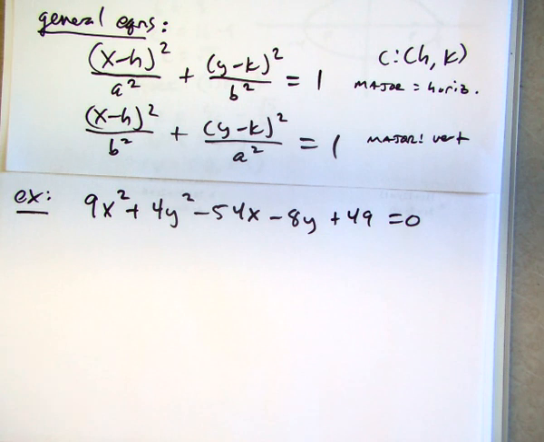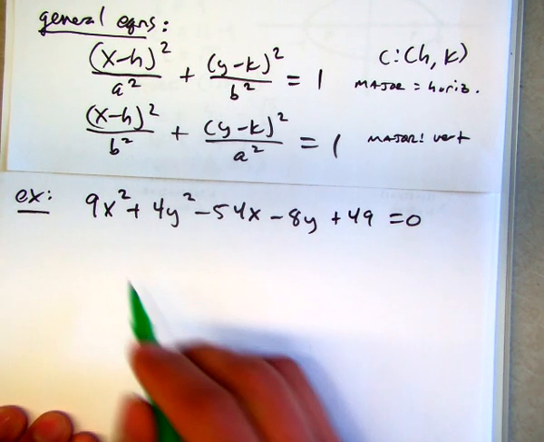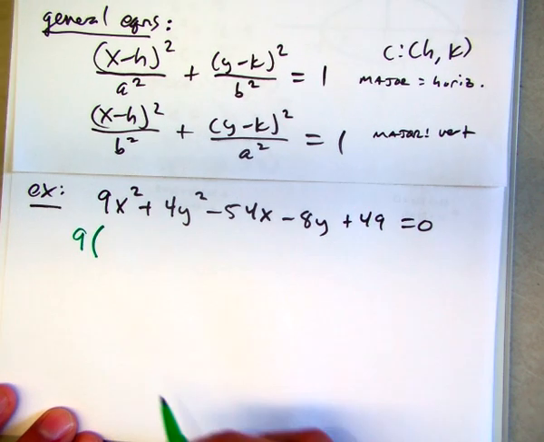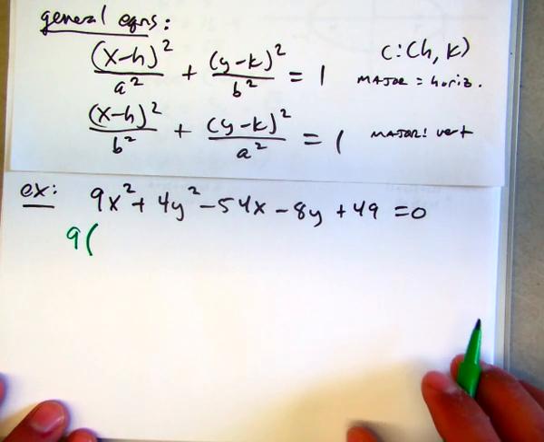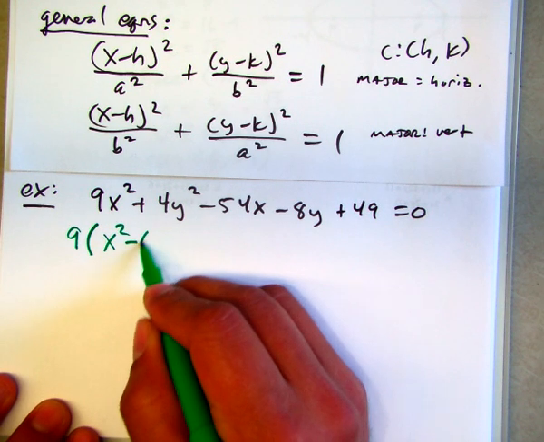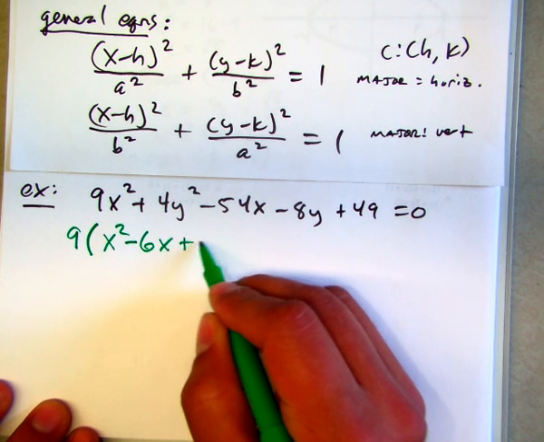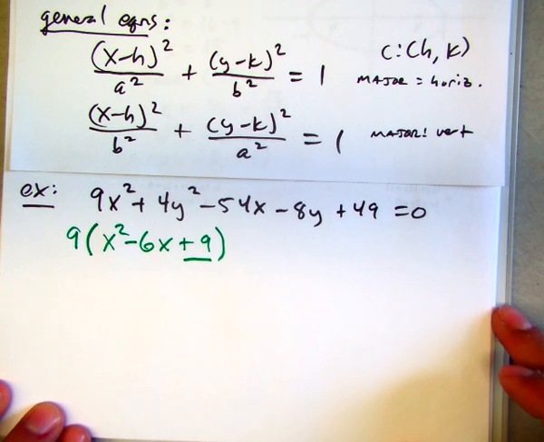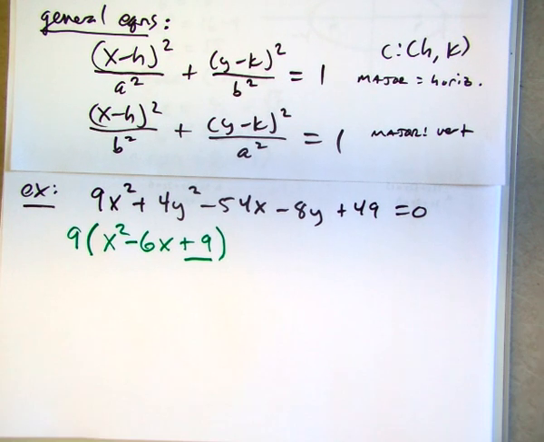So the only difference now is that with parabolas, you only did it once. Here we have 2 squares to complete on. So we're going to take out a 9 from the x's. And what do we get? X squared. Does everybody see where we're getting plus 9 from?